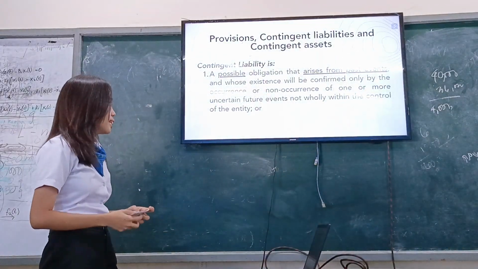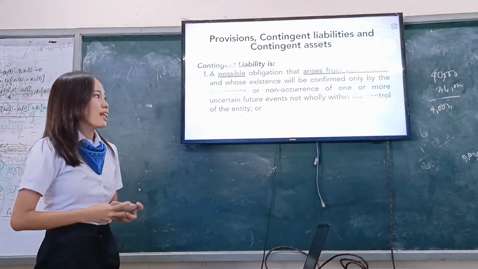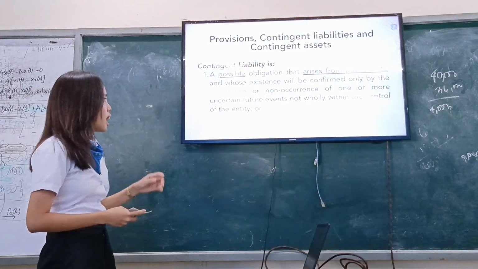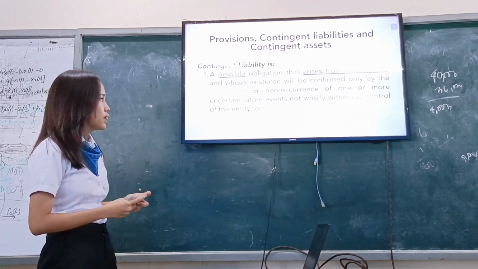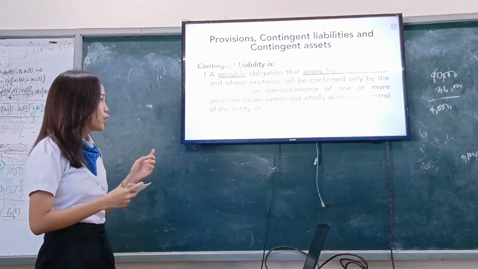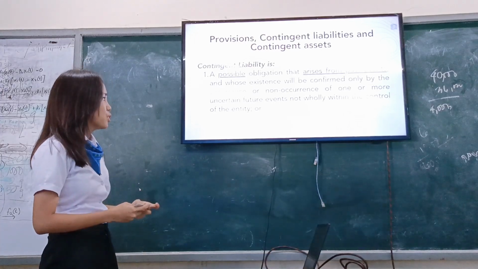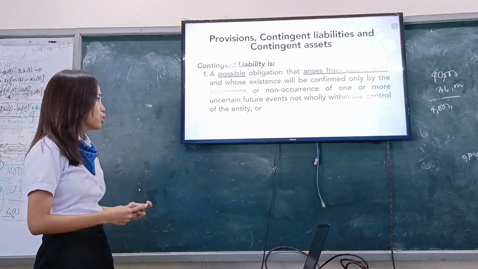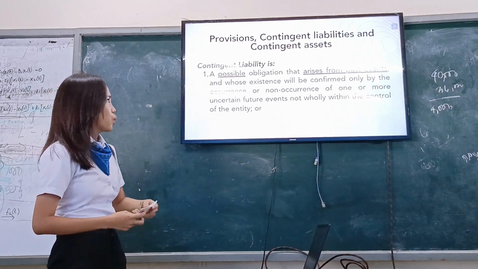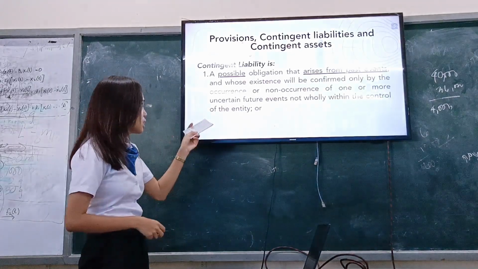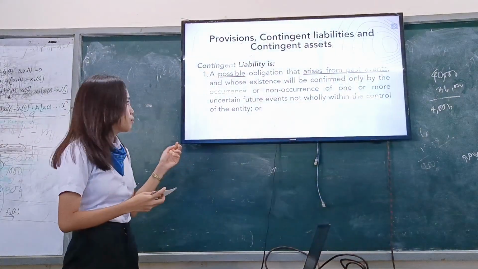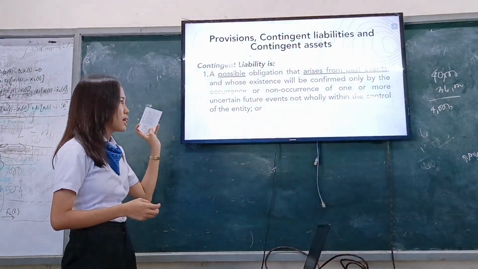Contingent liability is a possible obligation that arises from past events and whose existence will be confirmed only with the occurrence or non-occurrence of one or more uncertain future events not wholly within the control of an entity. So a contingent liability is only a possible obligation if it arises from past events.